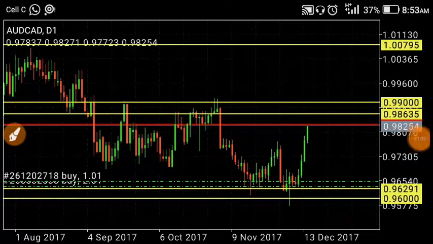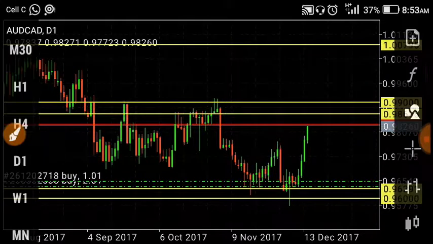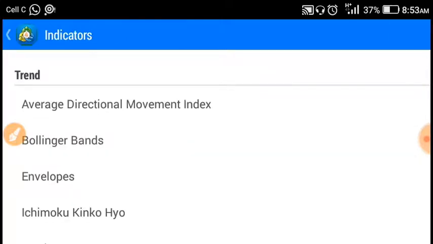So basically what you want to do is look at support and resistance levels on a daily chart, and after you have identified your support and resistance levels, you are going to insert your Bollinger Band. It should be a standard Bollinger Band with the standard default settings. Just install it there.